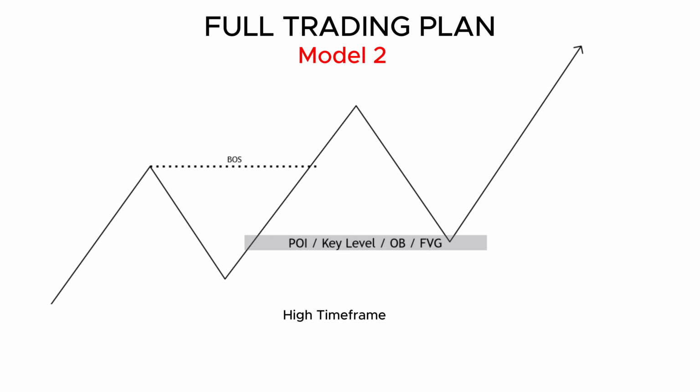The second action we look for is identifying the market imbalance structure in the high time frame. This market imbalance becomes our high time frame point of interest. When, or if, the price hits the point of interest, we drop down to a lower time frame.